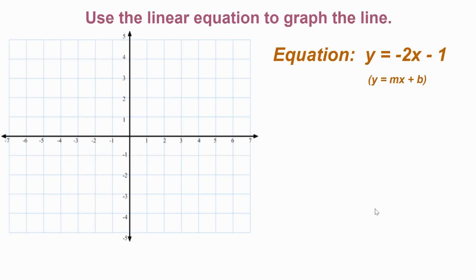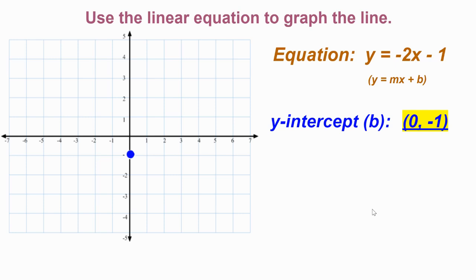Here we have an equation, y equals negative 2x minus 1. And we know right away that our slope is negative 2 and our y-intercept is negative 1, right? So let's start right there. If we know the y-intercept is at negative 1, there's our first coordinate point. If I'm going to graph this, that's the first thing I'm going to do: put a point at the y-intercept. Boom. There's my first point.